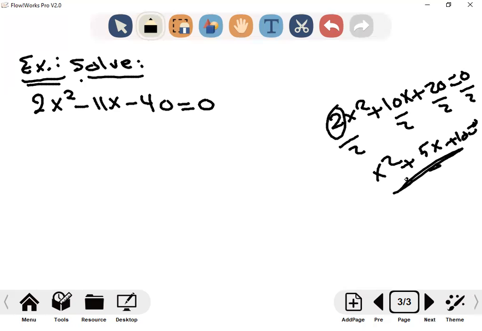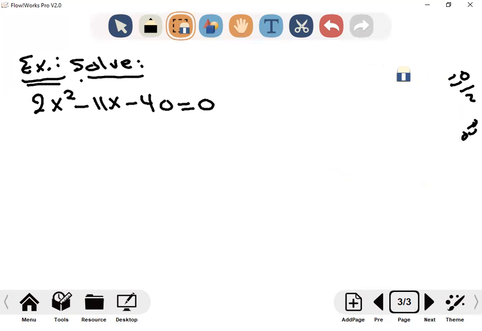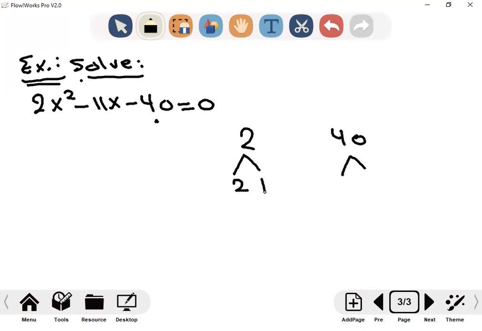But if you cannot, now this 11 cannot be divided by 2, right? So you cannot get rid of the 2 at the beginning. In this case, you will take the 2 and the 40, not the negative, take it positive normally, and try to find the numbers that if you multiply them, you get 2 and 40. 40 has a lot, for example 8 by 5, 5 by 8.